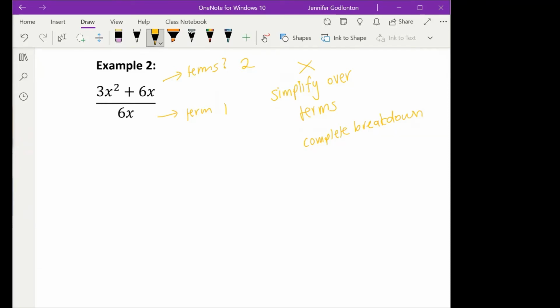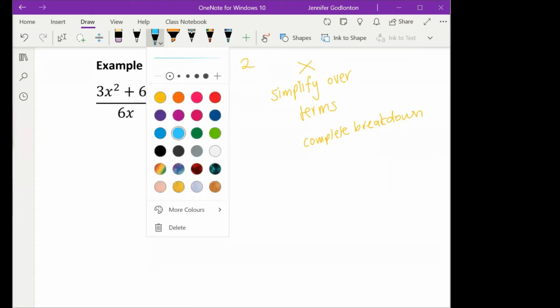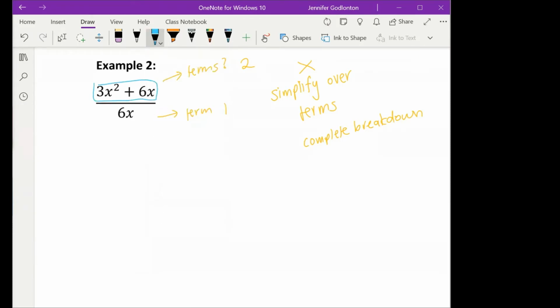But luckily, we have learned a way that makes things go from 2 terms to 1 term. What process have we learned where we take things that have multiple terms and we make it 1 term? Factorization. Exactly. The whole point of factorization is to take many terms and make it one term.